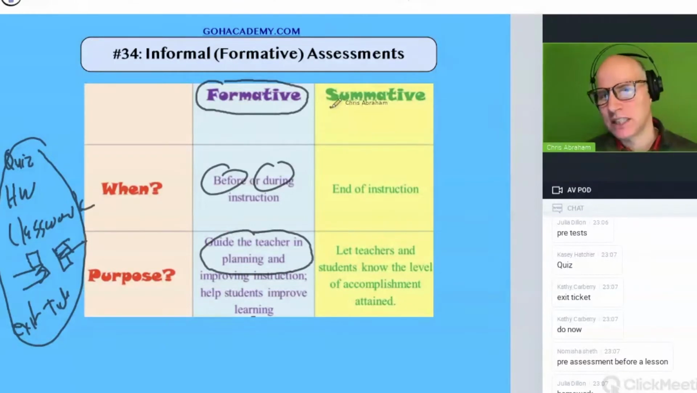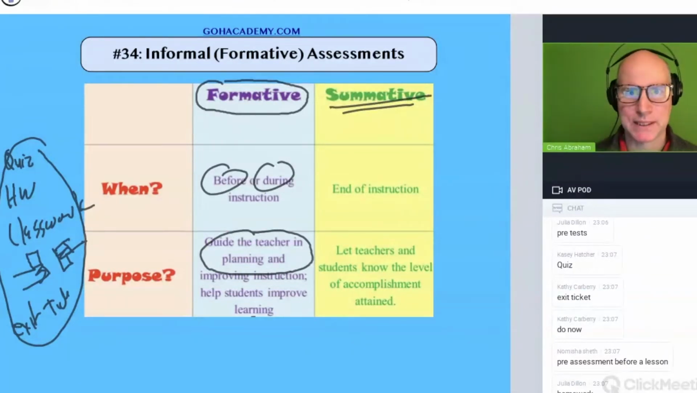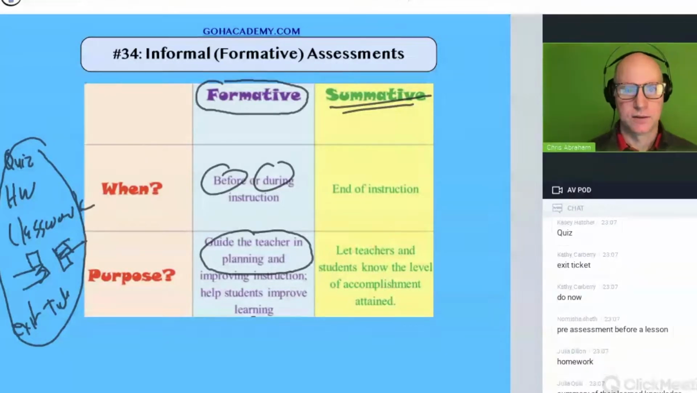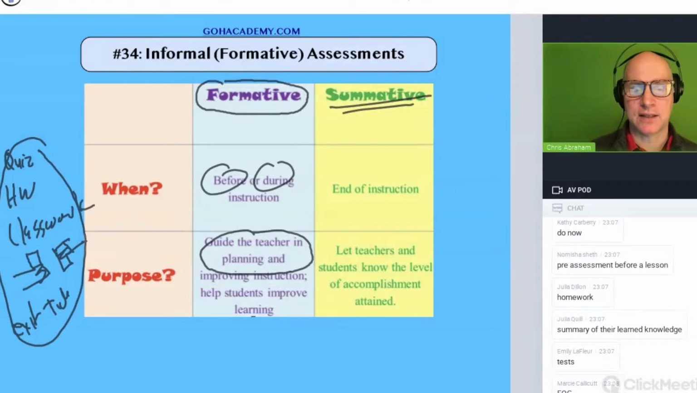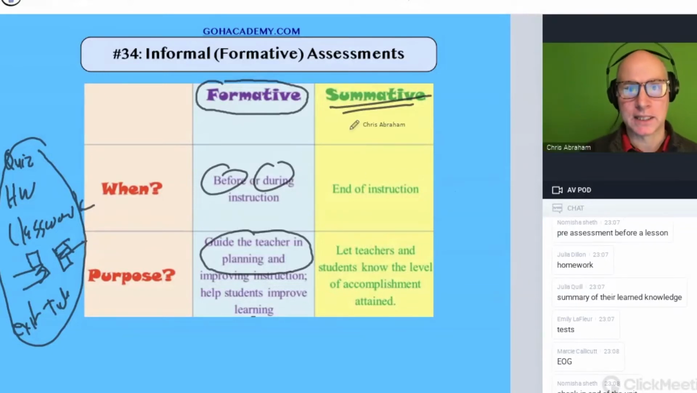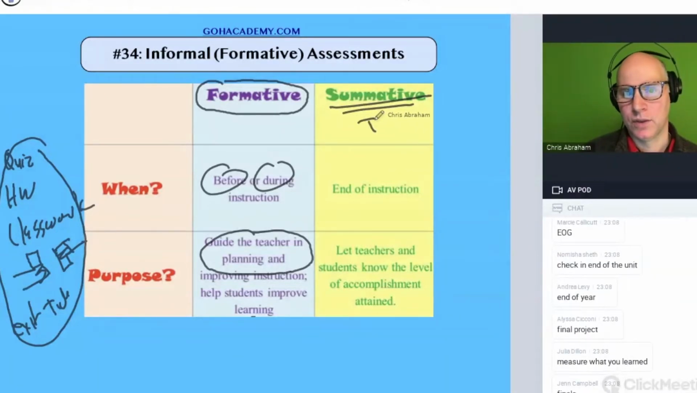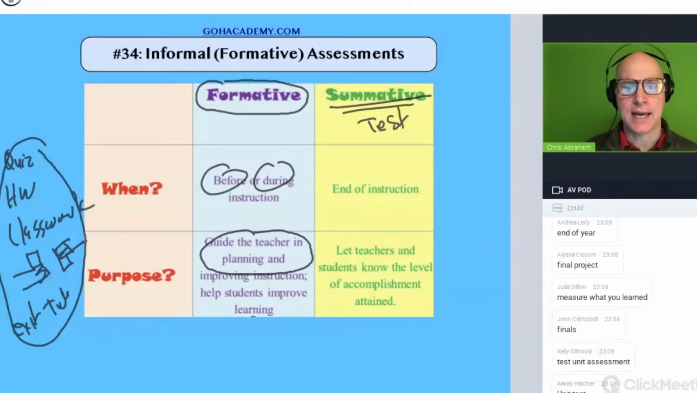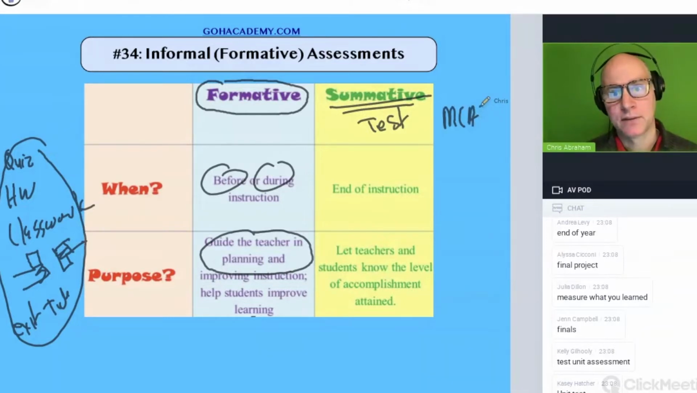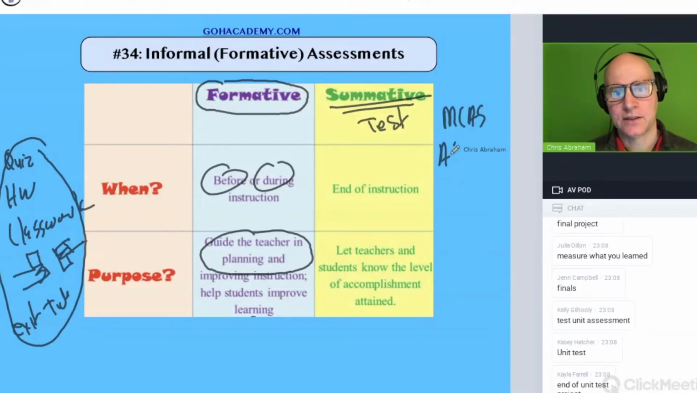When we talk about summative, what's the summative assessment? Summative is like a formal exam, a test. You can think of it as an end of the unit test, it could be an end of the year test like the MCAS or the EOGs. What are some other major summative tests?